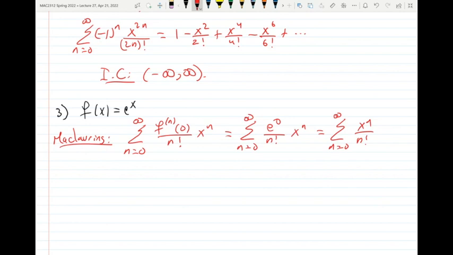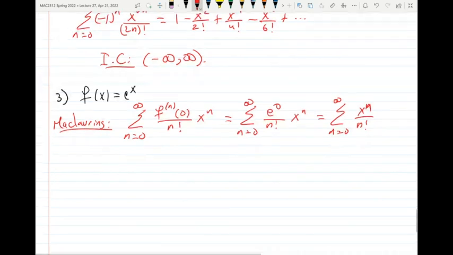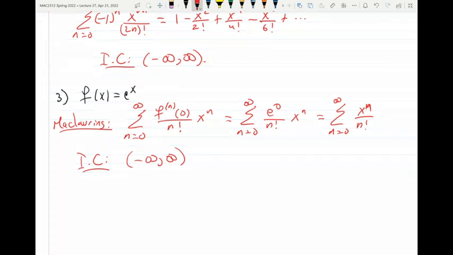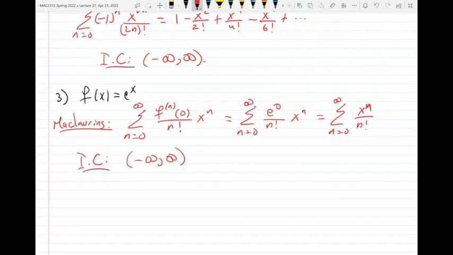Yes? All right, and once again, the interval of convergence here, we did this last time, is all real numbers, from negative infinity to positive infinity. Okay, questions? So just to make sure, the 0 is there because it's the center, right? x minus c.